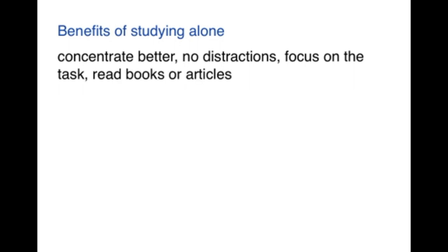Next point, read books or articles. Well, this was an example that someone gave of concentrating. If you're on your own, studying alone, it's easier to read compared to if you're in a group. And the next point we had, study at own pace, so you can go quickly or slowly. That's not really related to the ideas before it, so we might have to reorganize this later.